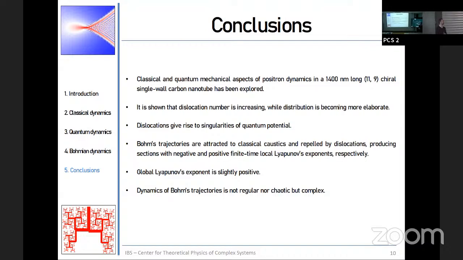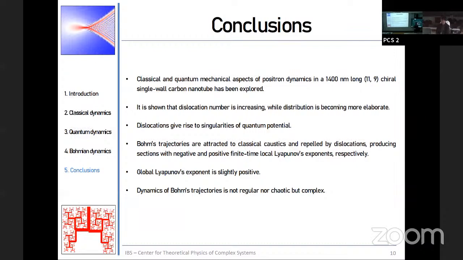Question. To make a nanotube, yeah. We can make a nanotube in a zigzag chain or armchair, right? Yes, this is a chiral nanotube. So you're trying a similar calculation in a different type of nanotube.